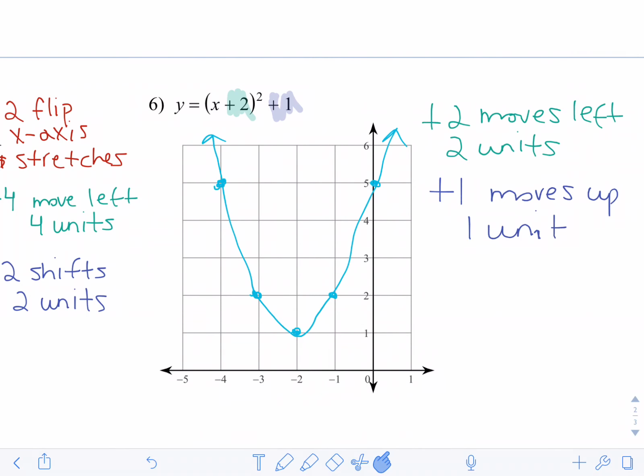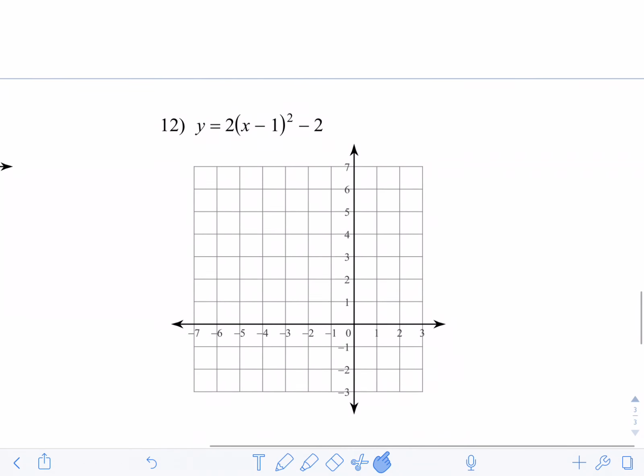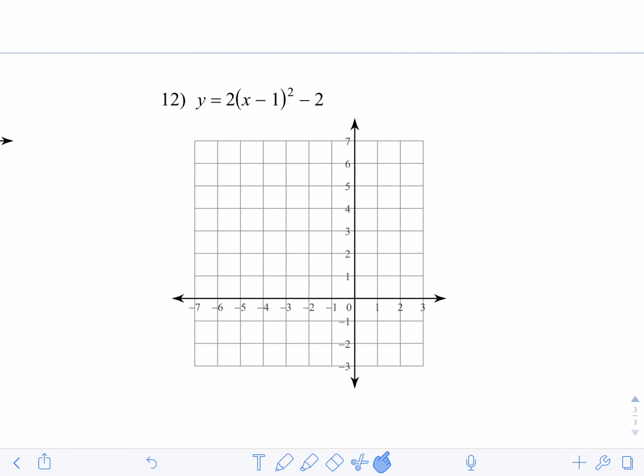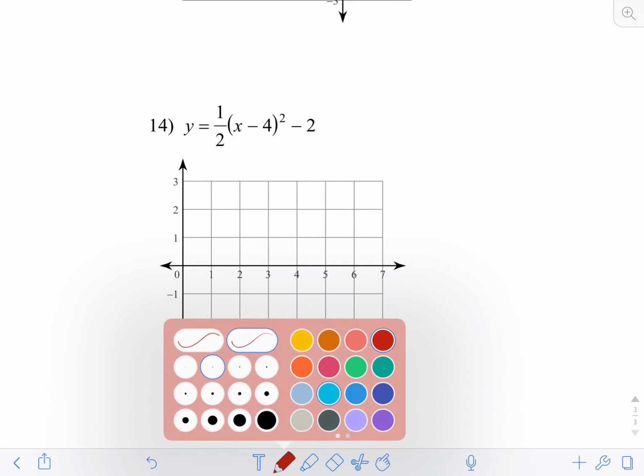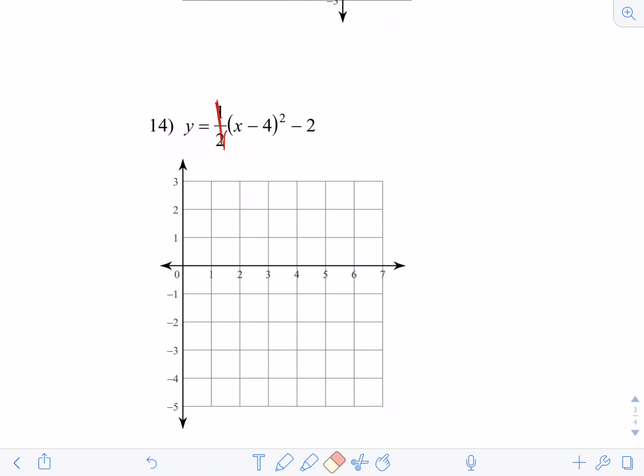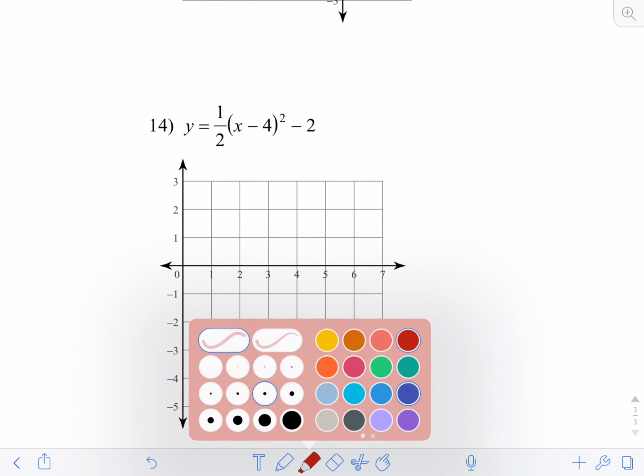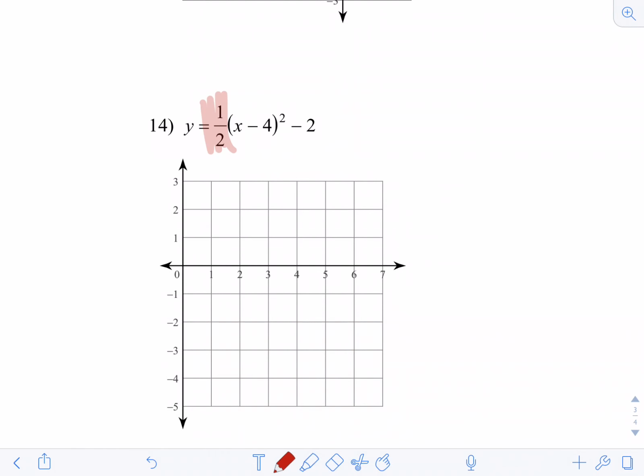Okay, let's just do one more. The last one I want to do is number 14. So let's look at this one. First you have this 1/2. This 1/2 doesn't stretch. The 1/2 actually widens the graph.